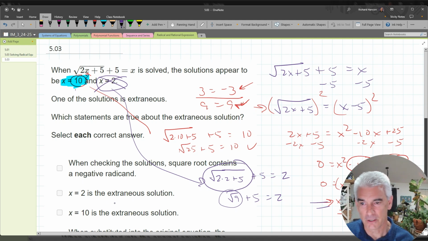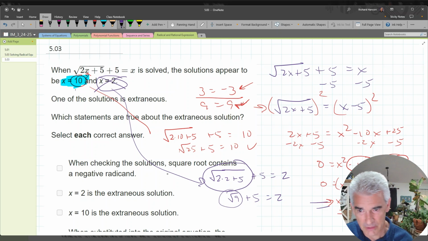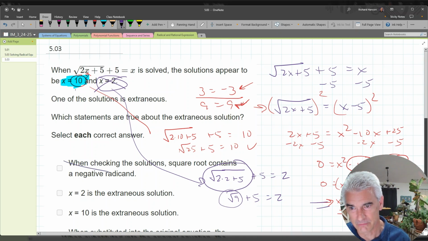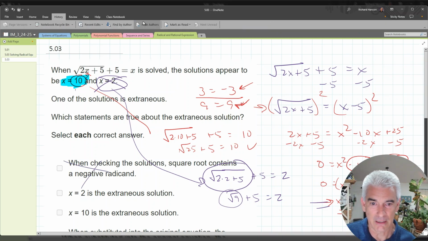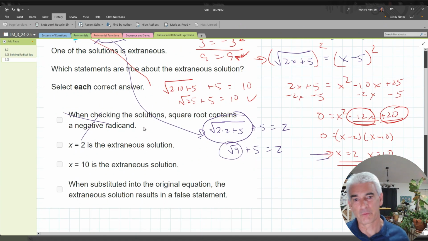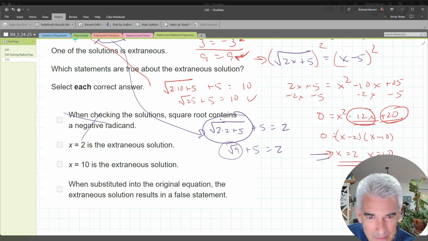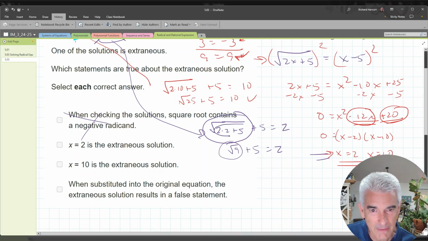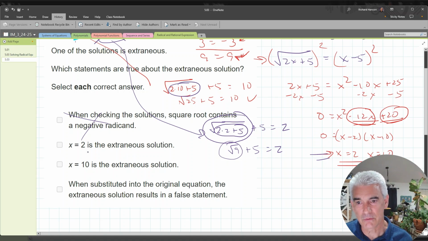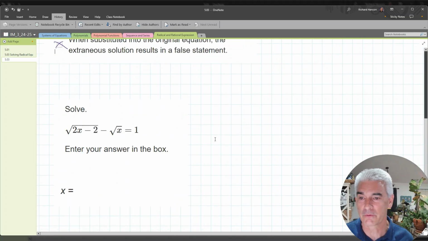So when checking solutions, did the square root contain a negative radicand? No, it didn't. When I plugged in both numbers, the radicand was still okay. Radicand, by the way, is the number underneath. It was positive in both cases, so that wasn't the problem. x equals 2 is the extraneous solution, yes. x equals 10 is not. When substituted into the original equation, the extraneous solution results in a false statement. Yes, that's what it means to be extraneous. It doesn't work in the original equation.